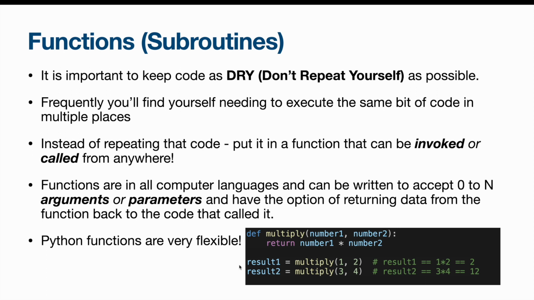And so down here we have an example of what it looks like to call the function multiply. So we are declaring a variable called result1, and we are going to assign it to the return value of multiply, where we pass the number 1 and the number 2 into it. So 1 here becomes the number1 argument, and 2 here becomes the number2 argument. And then result2, we assign to the return value of multiply, where we pass in 3 and 4. So result1, after this code executes, is going to equal 1 times 2, or 2. And result2 is going to equal 3 times 4, which is 12.